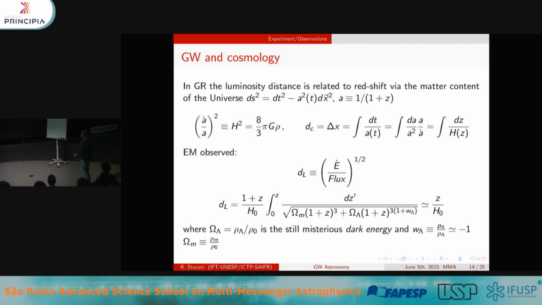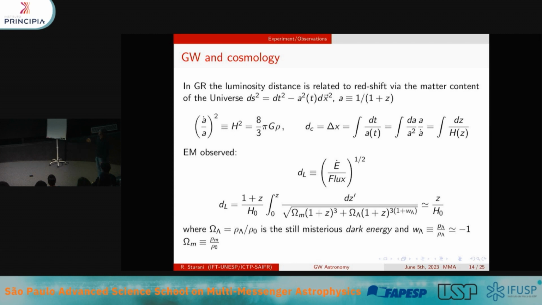So in practice, at small redshift, only two components matter: the cosmological constant, which redshifts in this way, and matter, which redshifts in this way. And these omega matter and omega lambda are just the fraction today of the energy density in matter and in the cosmological constant. We know that today this is roughly 0.3 and this is roughly 0.7.